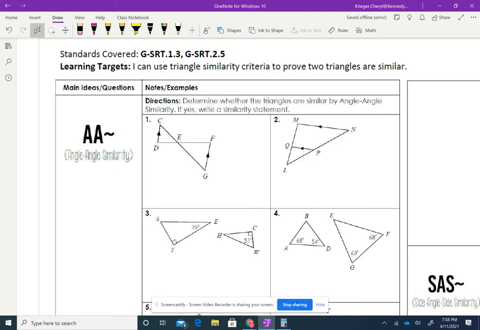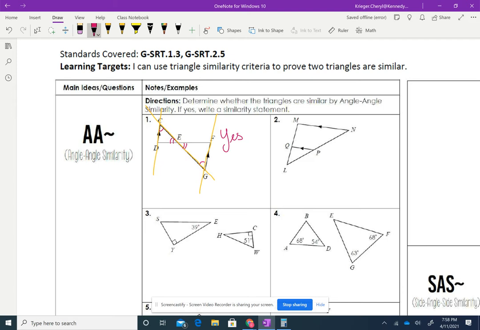I know you guys can see that these lines are parallel, and parallel lines cut by a transversal, that's the one that I'm picking, make these two angles alternate interior. And we also have our set of vertical angles here. So it does look like, yes, we do have angle-angle similarity for number one. So I will write yes and give a similarity statement.